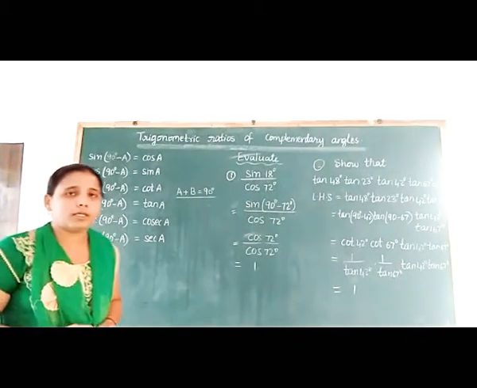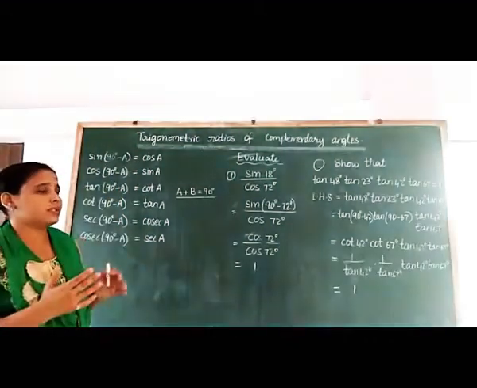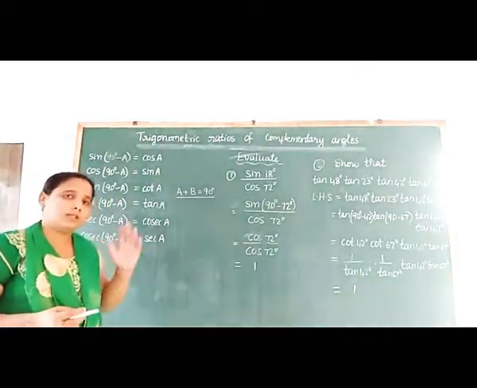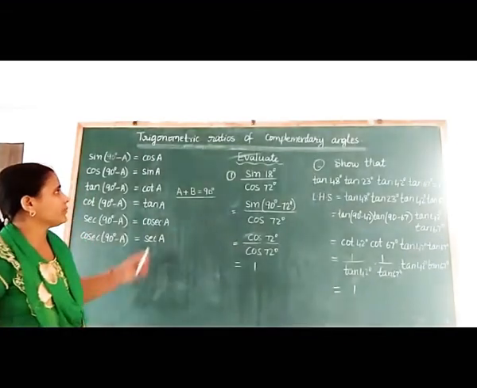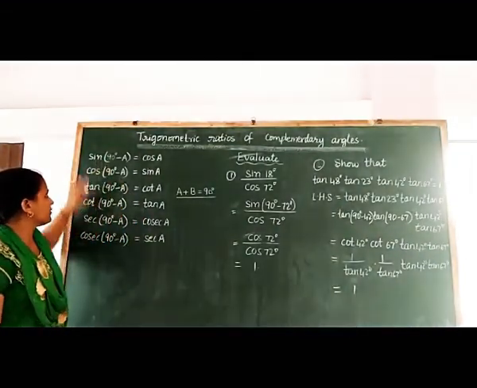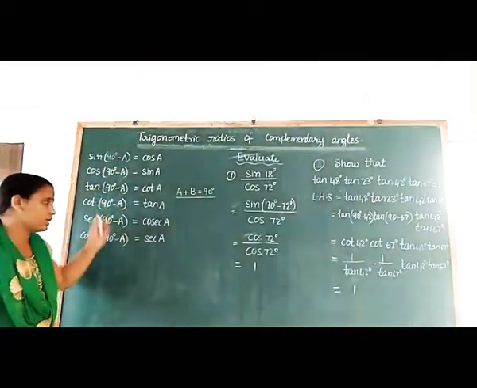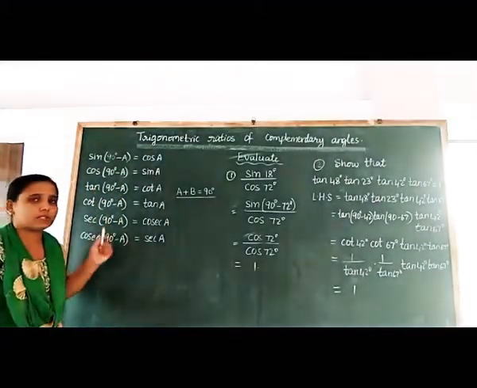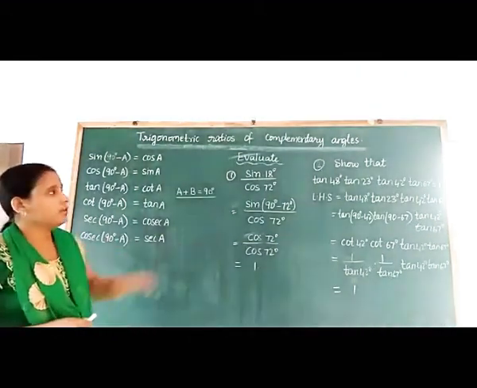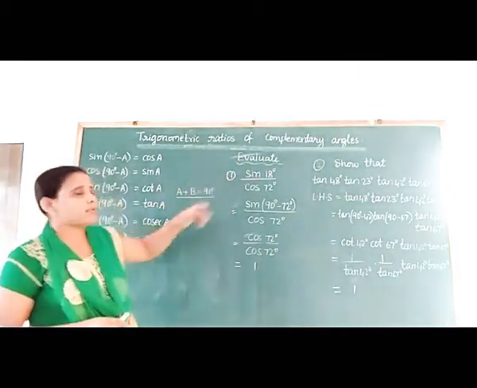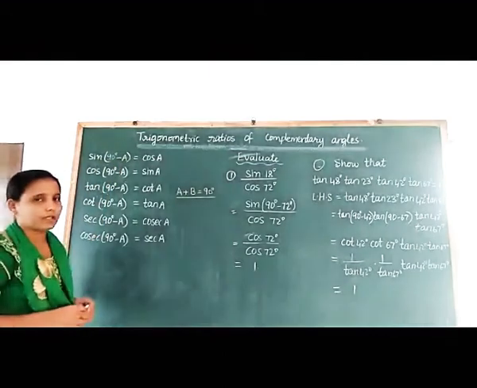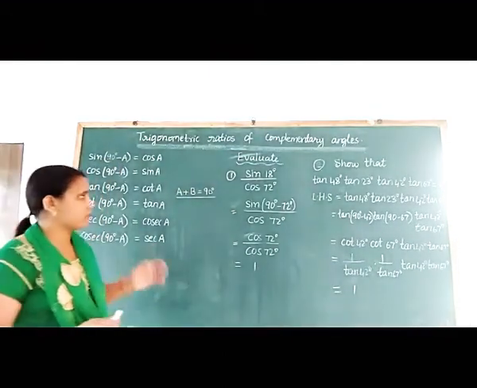As I have told you earlier, how these formulas came, we will study about it later on in detail. So just remember these formulas: sin changes into cos, cos into sin, tan into cot, cot into tan, sec into cosec, and cosec into sec, for complementary angles, when the angle is given as 90 minus A. So on this basis, let's solve the sums.